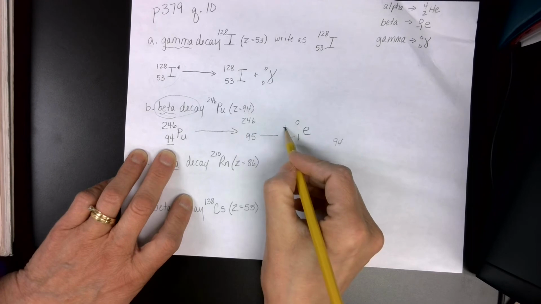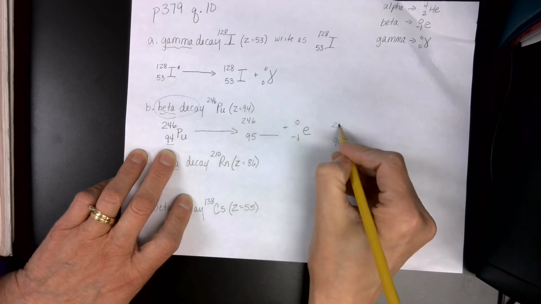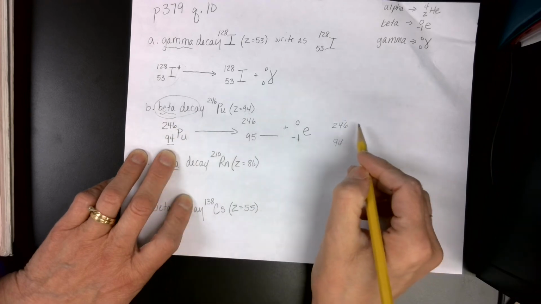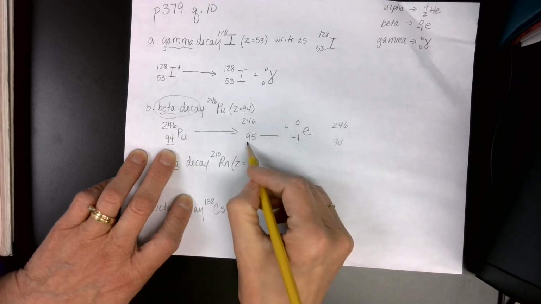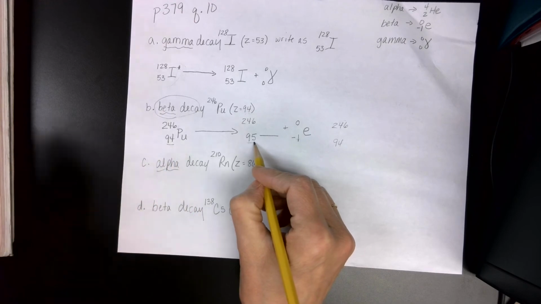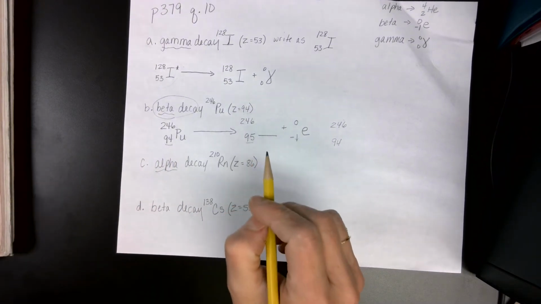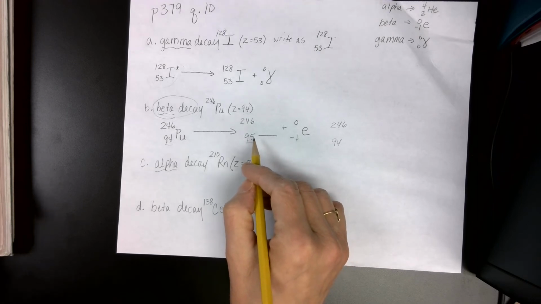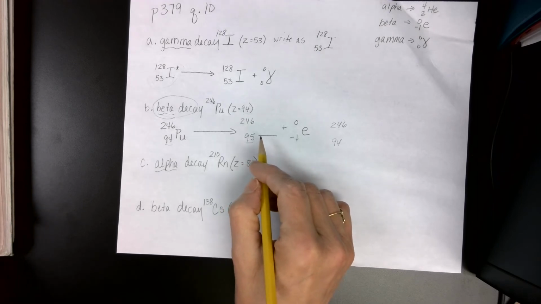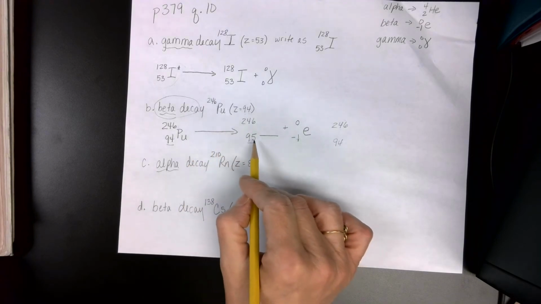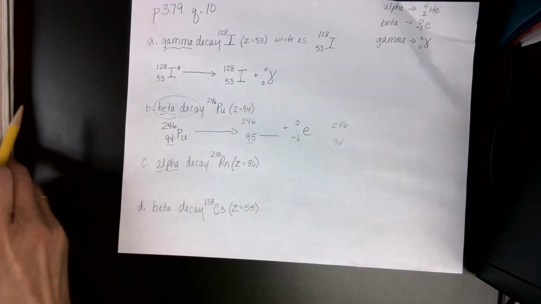Because 246 plus 0 is still 246. So what we started with at the beginning, we have to account for at the end. Now, one thing I want to show you is that this atomic number change essentially is going to change the identity from what we started with. We started with plutonium, Pu, but what we're ending up with is not going to be plutonium.